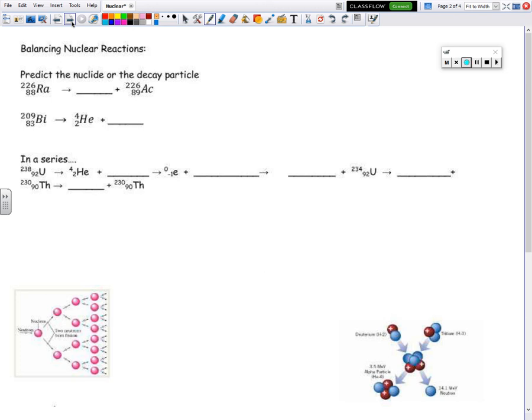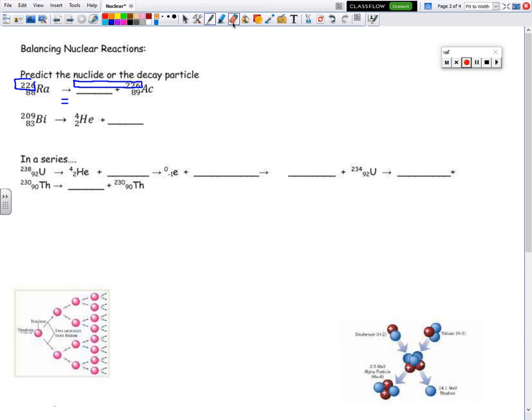Here's the important thing to remember, you guys. We know that in chemistry, mass is conserved. Mass does not change. That is a chemical law. So even nuclear chemistry has to obey that law. These have to equal each other. The mass on this side of the reaction has to equal the mass on this side of the reaction. So we're going to add those masses together.